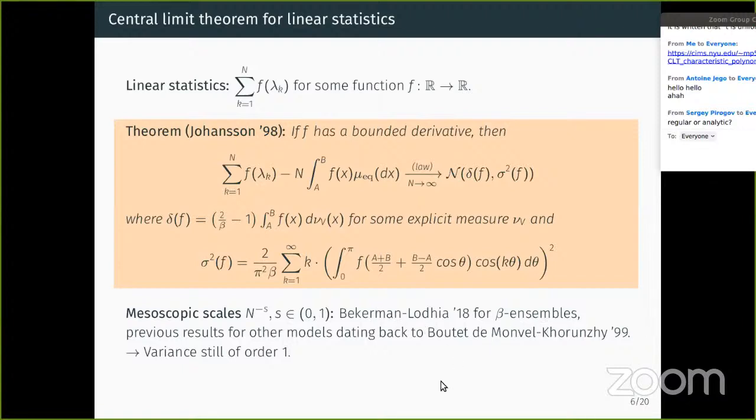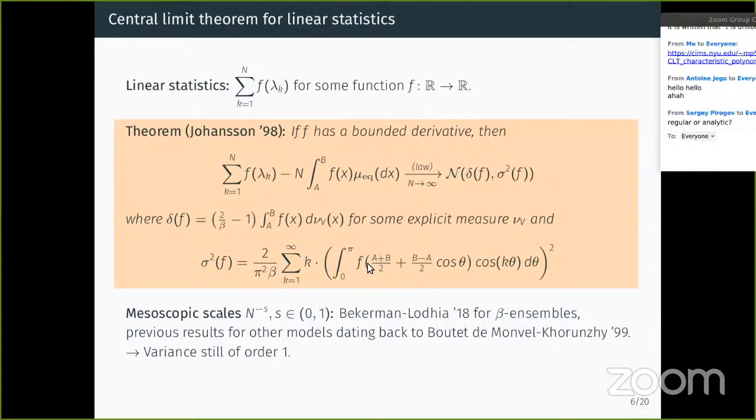For this type of beta ensemble, there is a result by Bekerman and Lodhia, but there are many other results dating back at least to this paper by Boutet de Monvel and Khorunzhy. I won't cite all the results in this direction, but what I just want to say is that the variance stays of order one in all these cases.